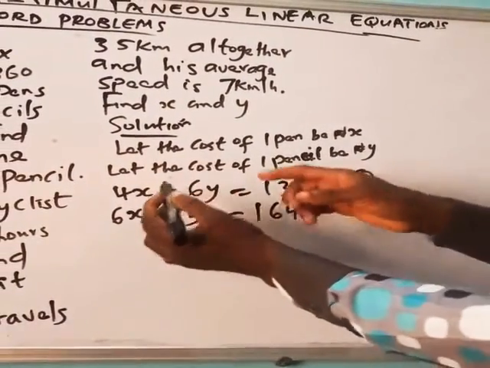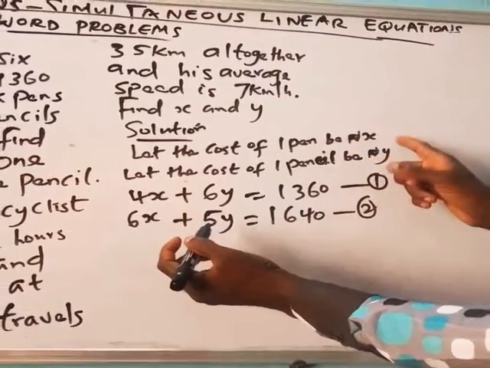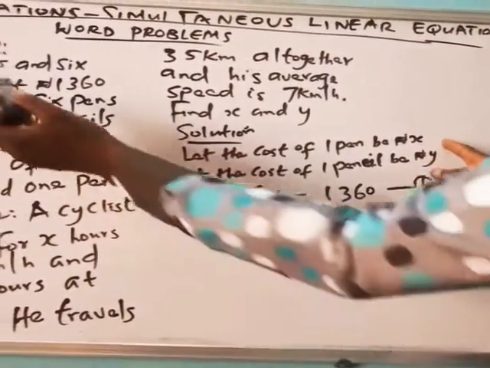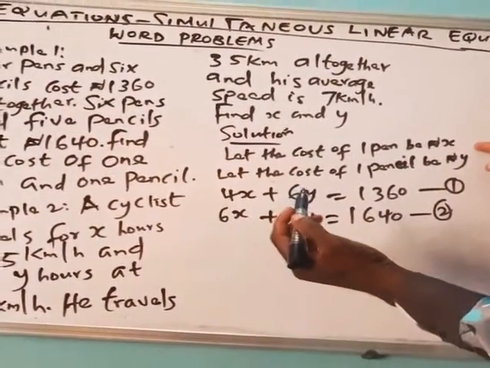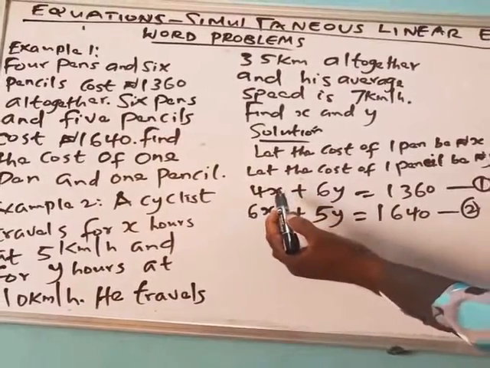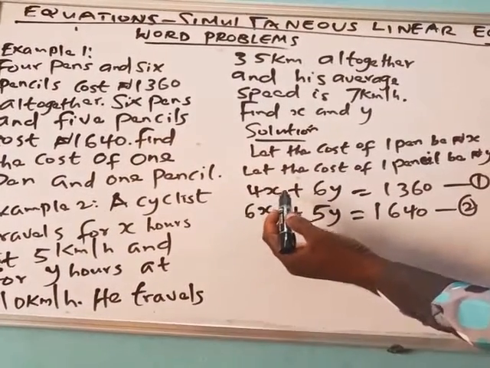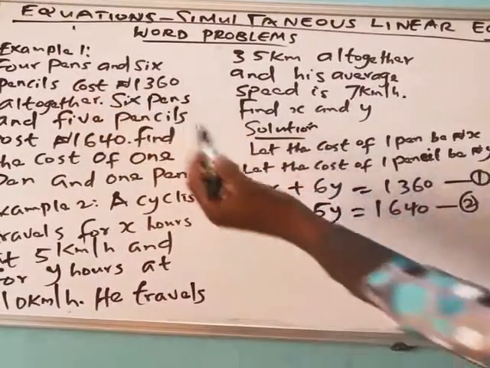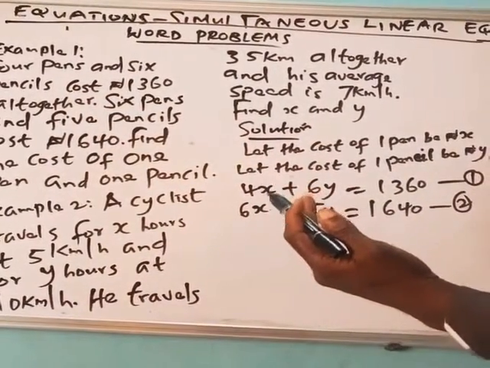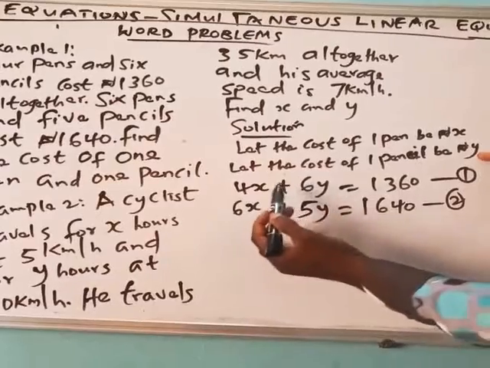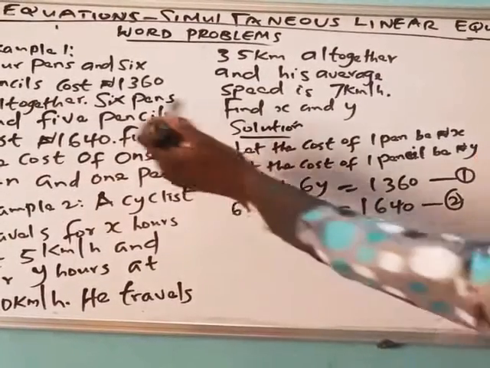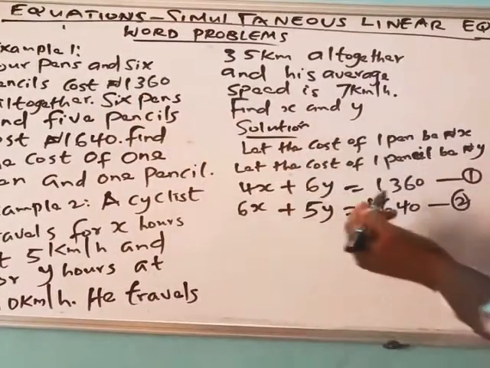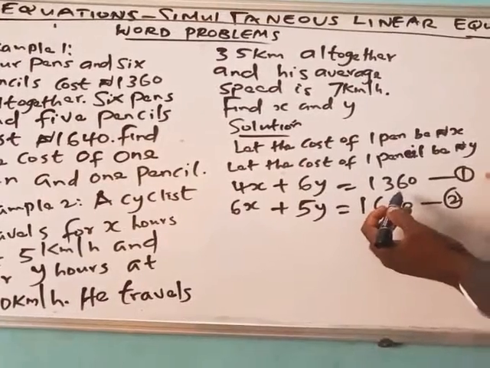And I said if the cost of 1 pen is X naira, so we said 4 pens, so 4 pens will be 4 times X, that will be 4X naira. Now if the cost of 1 pencil is Y naira, and you have 6 pencils, so 6 pencils will be 6 times Y, that will be 6Y naira. So when you sum the total money together, it gives you the total amount that is being bought, which is 1,360.